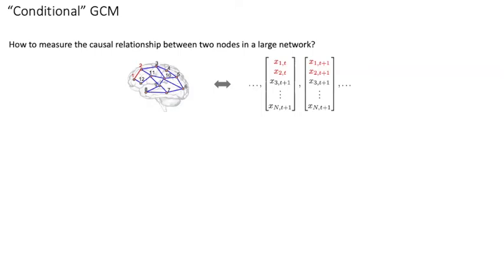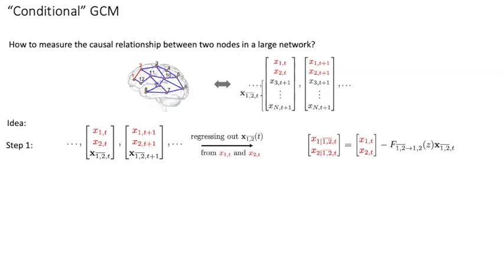So in this case, we have really high-dimensional time series data, X1, X2, and other nodes over time. The Granger causality measure is already defined in a pairwise fashion. But the pairwise Granger causality measure doesn't make sense here, because there are indirect pathways to transfer information between them. But following the idea of regression, we can define a conditional GCM in a two-step process.